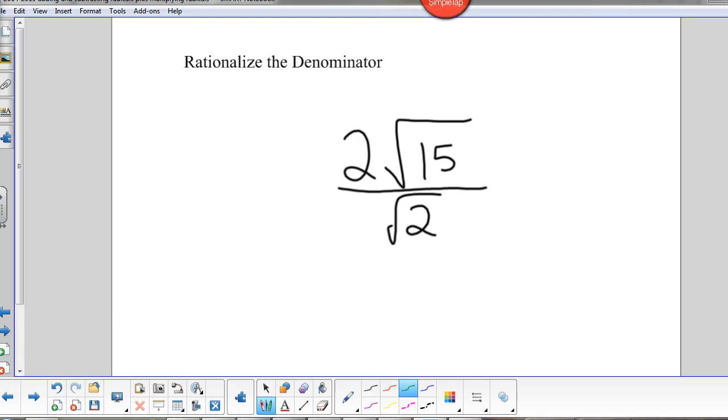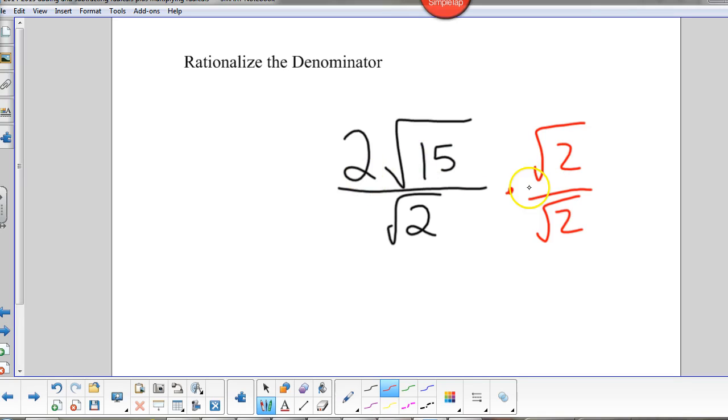The last thing I want to talk about here is something called rationalizing the denominator. Math people have a problem with this because 2 root 15 divided by root 2. Dividing by what? Well, root 2 is an irrational number. It's a number that doesn't end and doesn't repeat as a decimal. So how can we divide by it? And we have a very difficult time doing that. So instead of dividing by that, what I'm going to do is multiply the top and bottom by whatever radical is in the denominator, in order to get a rational number.